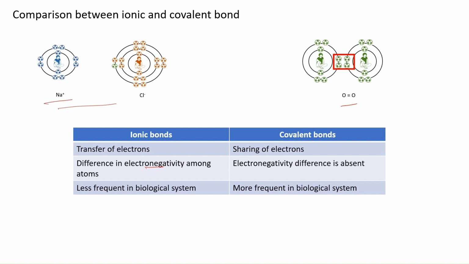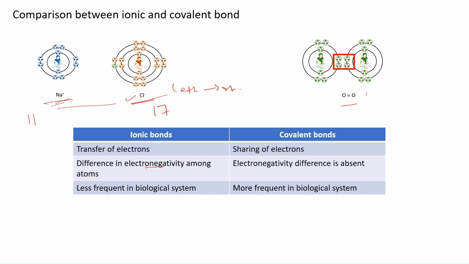In case of NaCl, the atomic number of Na is 11. The atomic number of chlorine is 17. We already learned that in the periodic table, when we move from left to right, electronegativity increases. So chlorine is much more electronegative as compared to sodium. Therefore, it can take an electron from sodium. It can snatch an electron from sodium. So hence, chlorine can take an electron and sodium can donate an electron.